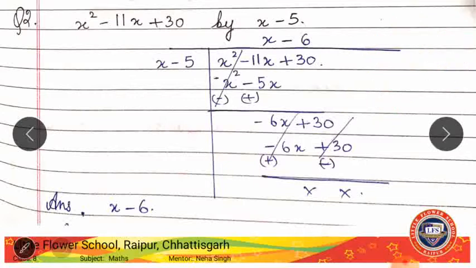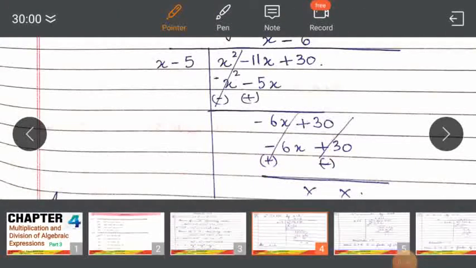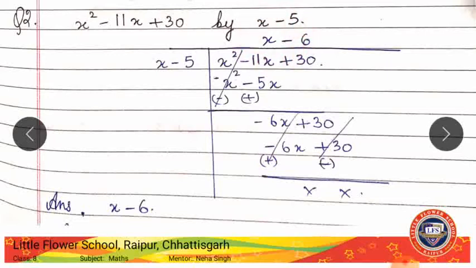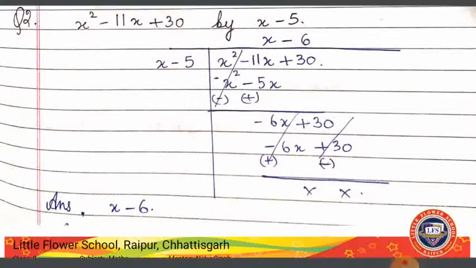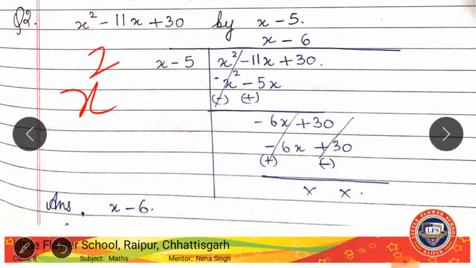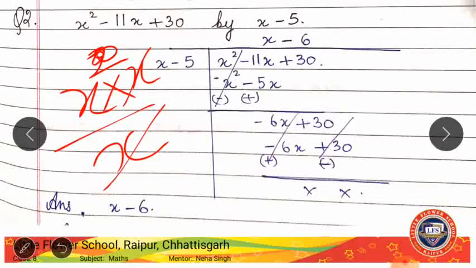This is the question given, right? And now what we have to do is to get the first term of the quotient, we will divide the first term of the dividend, that is x square, with the first term of the divisor, that is x. This x square means x into x. 1x will be cancelled. What are we getting? X, right? So this x is the first term of our quotient.